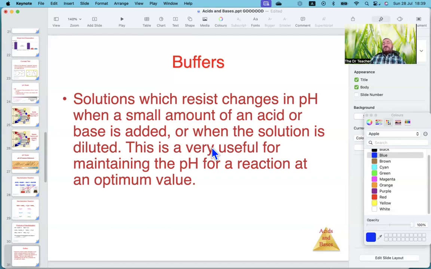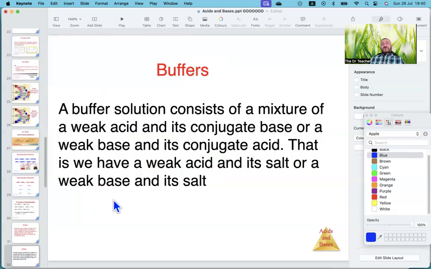Or when the solution is diluted. So if you dilute the solution, the buffer will maintain the pH. This is very useful for maintaining the pH of a reaction at an optimum value. Buffers consist of a mixture of a weak acid and its conjugate base, or a weak base and its conjugate acid.